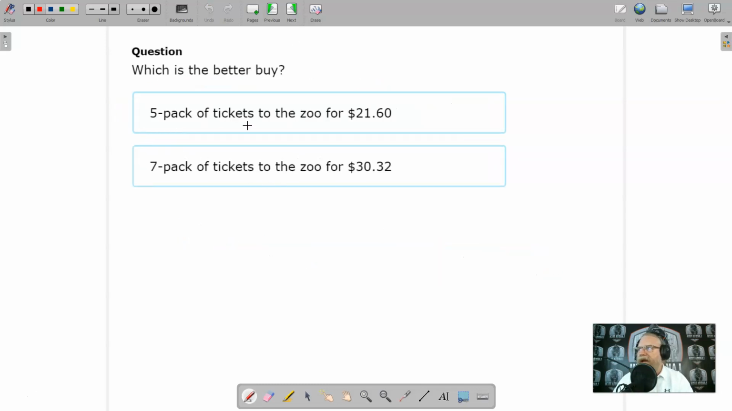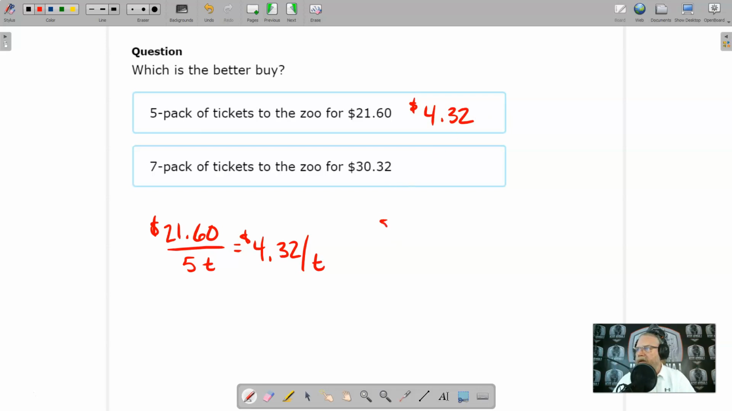Next, we have a 5-pack of tickets to the zoo for $21.60. So $21.60 will get you a 5-pack of tickets to the zoo. 5T for tickets. Let's go ahead and do 21.60, and we're going to divide that by 5. And that's going to give us $4.32 per ticket. So $4.32.